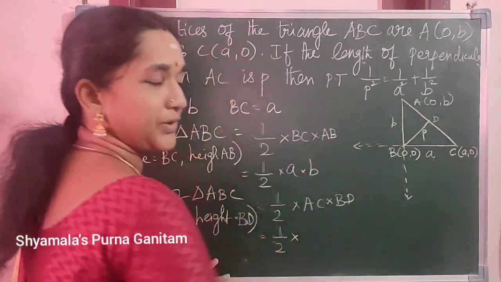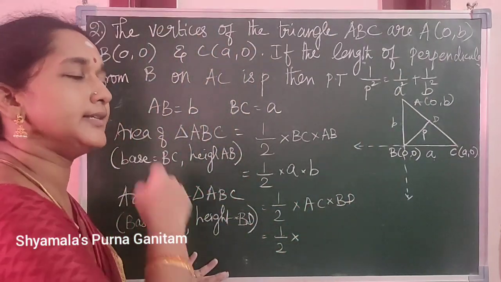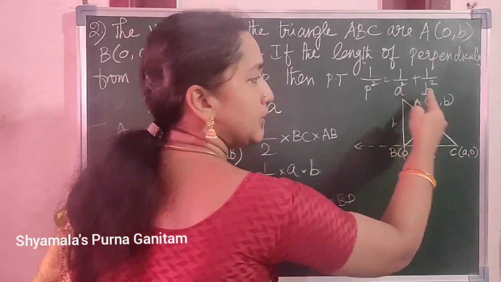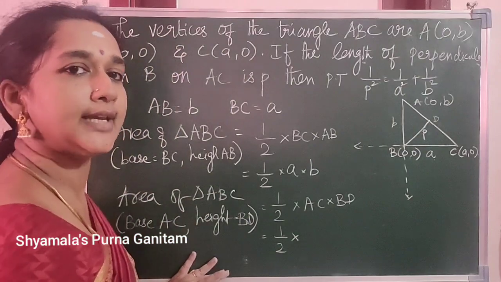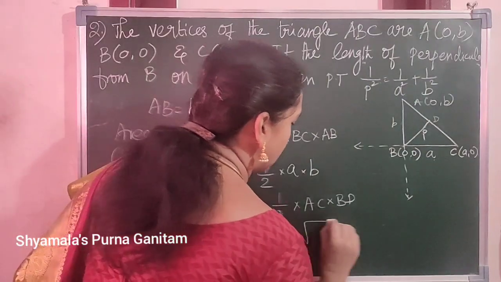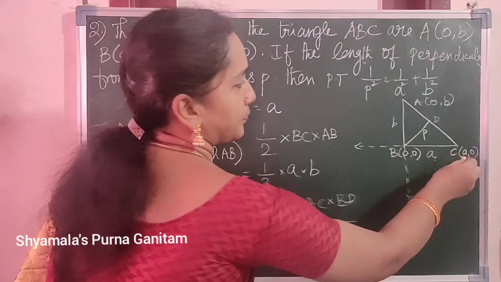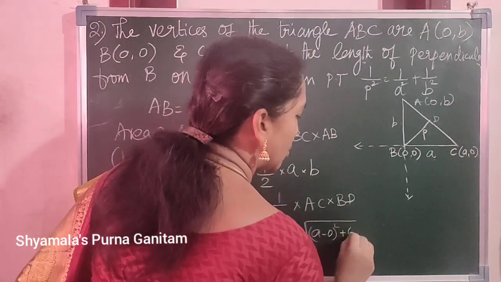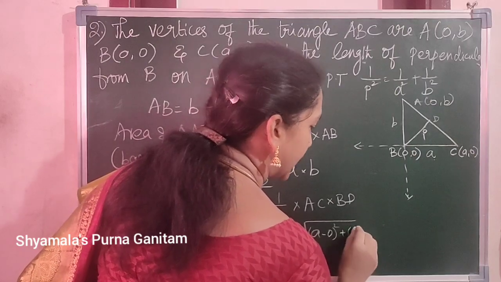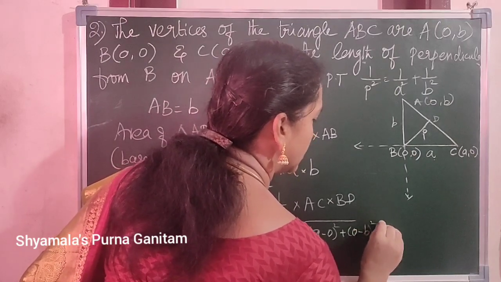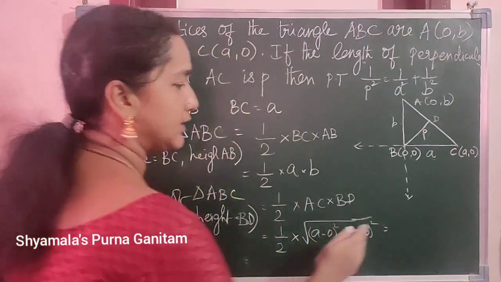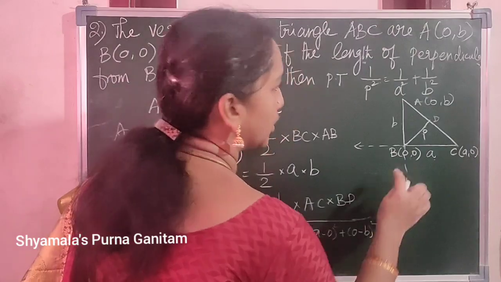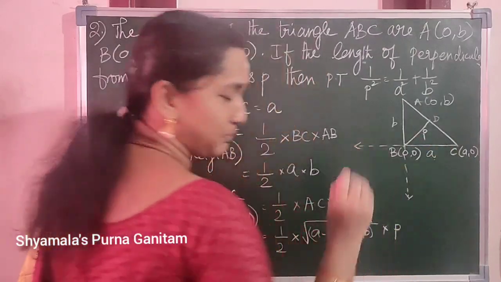How can we find the length of AC? We'll be using the distance formula, since the two coordinate points are given. So here itself we'll do it. AC is equal to the square root of x2 minus x1 the whole square plus y2 minus y1 the whole square. So this is the distance formula. This is the length of AC into BD length, already it is given as P.